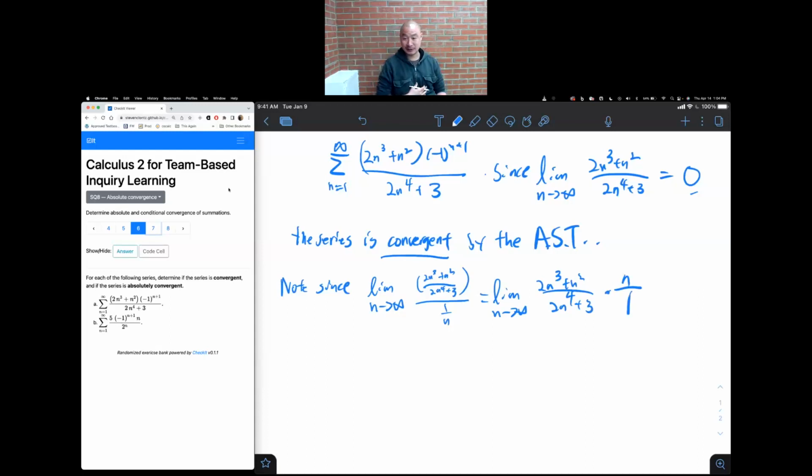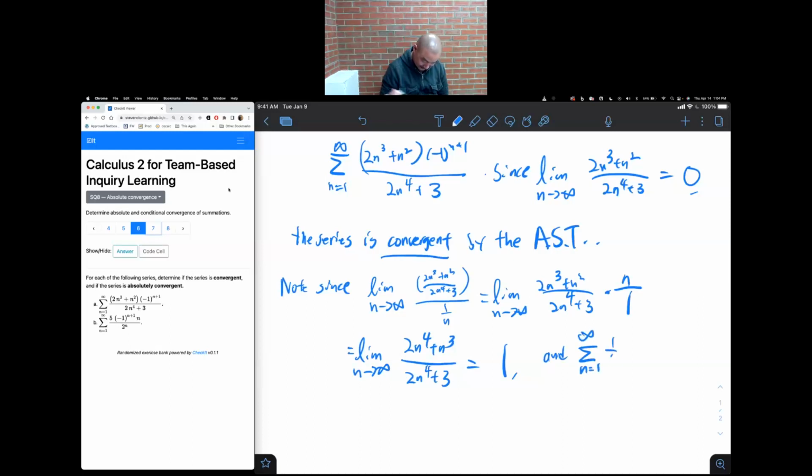Just simply divide by reciprocal, which is the limit as n goes to infinity of, we can just distribute this n through, 2n to the 4th plus n cubed over 2n to the 4th plus 3, which is 1, right? We have the same leading terms, so their quotient is 1. L'Hopital's rule would also do that, etc. And well, we know that diverges.